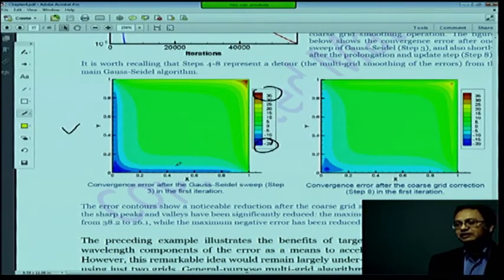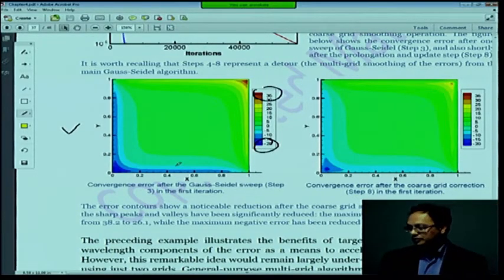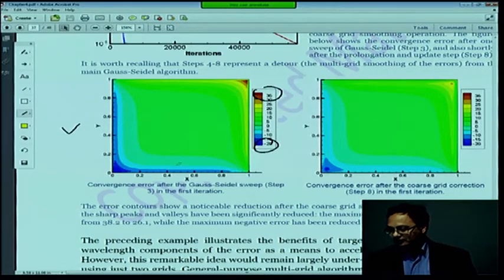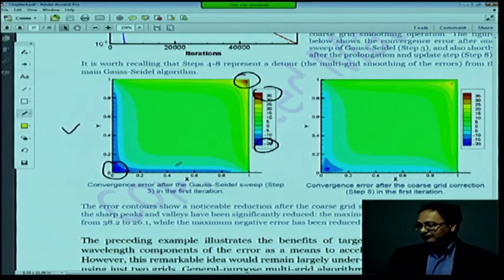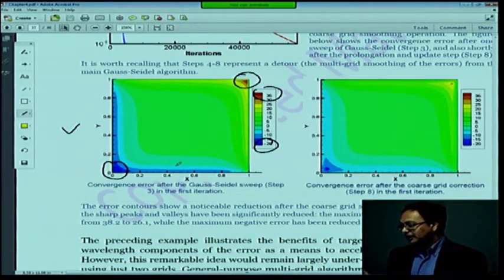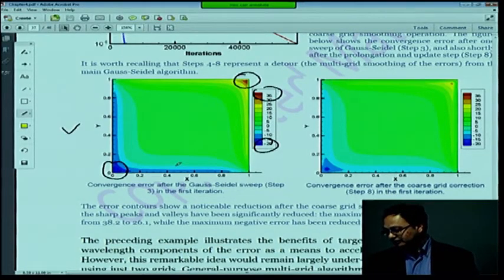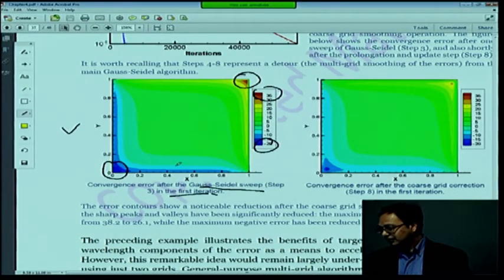There are strong errors in the corners because there are strong gradients there. Okay, then what I do is I take that error. Okay, so here you can see it says convergence error after the Gauss-Seidel sweep, step 3 in the first iteration. Okay, and then here it says convergence error after the coarse grid correction, step 8 in the first iteration.